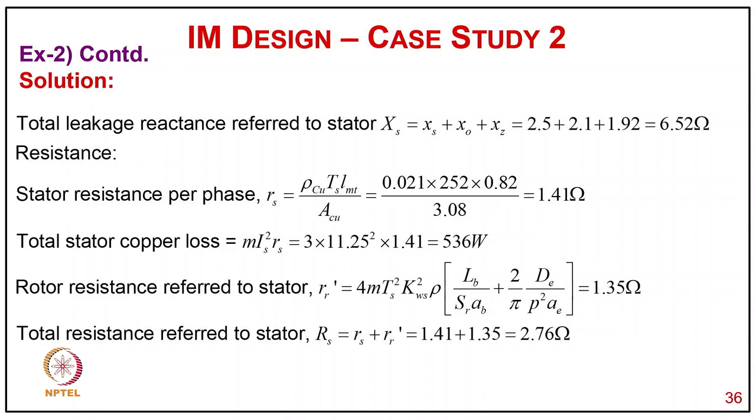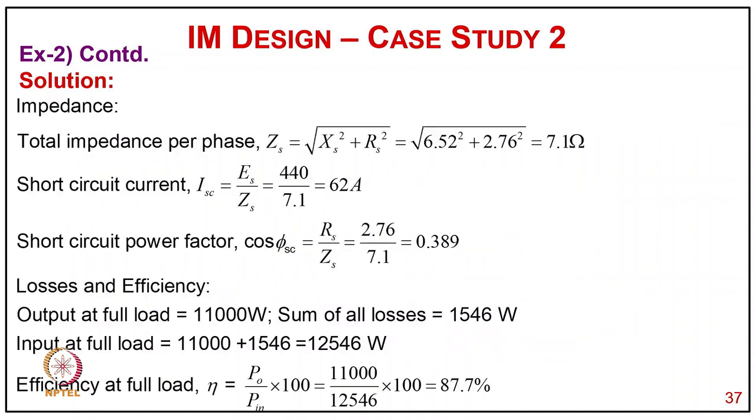It comes 1.41 ohm, and total stator copper loss is I square RS equal to 536 watt, and total resistance referred to stator is RR dash equal to 4 MTS square KWS square rho in bracket LB upon SR into AB plus 2 upon pi D upon P square into AE, that comes 1.35 ohm. So total resistance referred to stator is R equal to RS plus RR dash, so 1.41 plus 1.35, it comes 2.76 ohm.